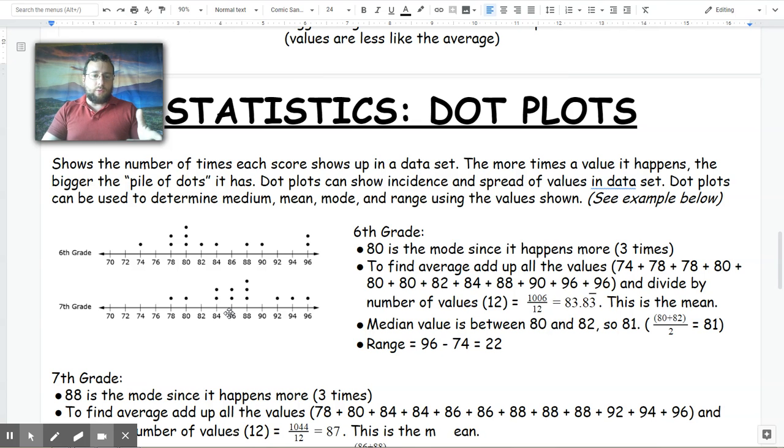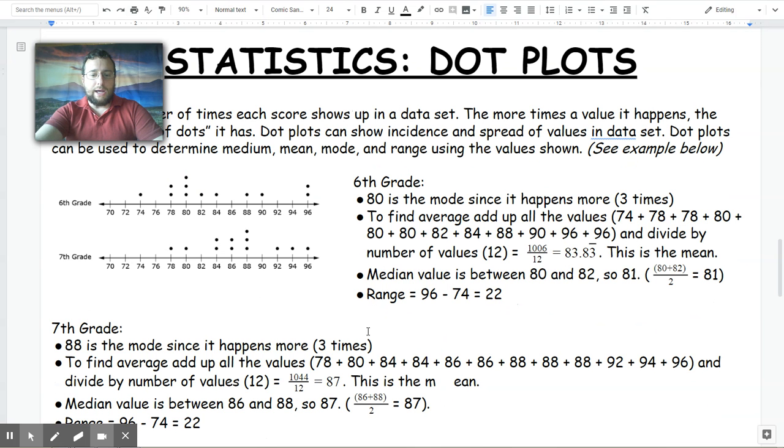For example, in the 6th grade, if you're trying to figure out the mode, all you have to see is the tallest column, and there's your 80. In the 7th grade, that would be 88. To find the average, you list all these numbers, add them all up together, and then divide by the number of items. You would get 83.83 as the mean for 6th grade. When you do that for the 7th grade, you add up all the numbers listed and divide by the number of items, which is 12, and you get a mean of 87.